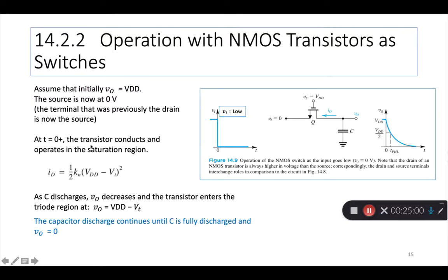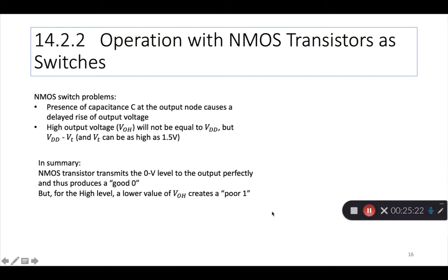At t equals 0 plus, the transistor conducts and operates in the saturation region. As C discharges, VO decreases and the transistor enters the triode region at VO equals VDD minus VT. The capacitor discharge continues until C is fully discharged and VO drops to 0. So this is the operation of the NMOS pass-through logic circuit.